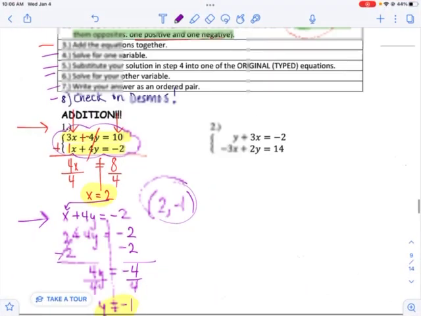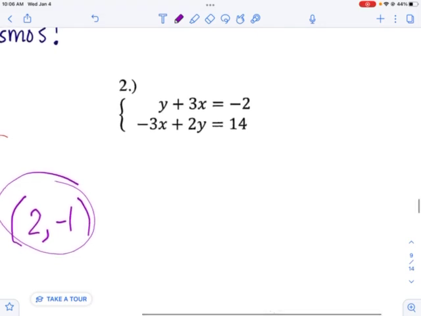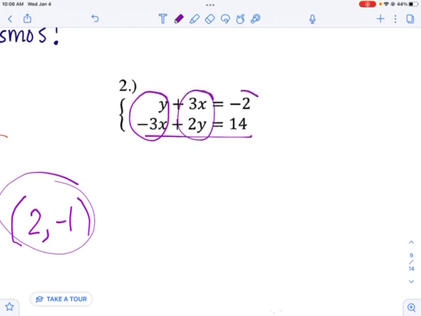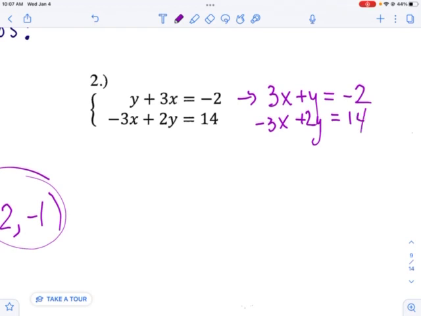Using the elimination method, let's go through number 2. I want to make sure that these are in standard form. Uh-oh, look here. My second equation is in standard form, but these do not line up. These are not like terms. So let's rearrange the top one. We just need to switch around the y plus 3x equals negative 2 to 3x plus y equals negative 2. And then negative 3x plus 2y equals 14. So it was putting them in standard form, not really algebraically rearranging them, but just rewriting that top equation.